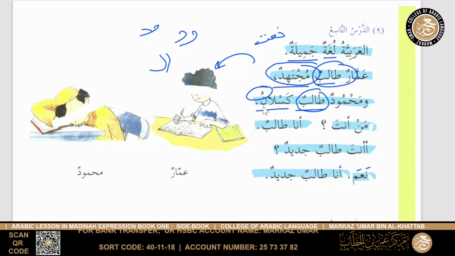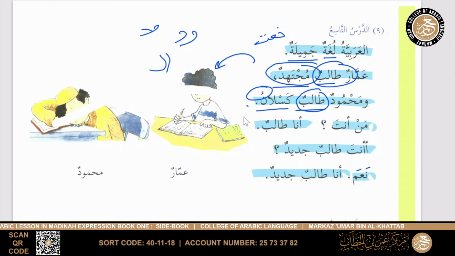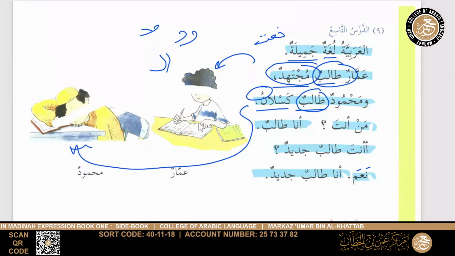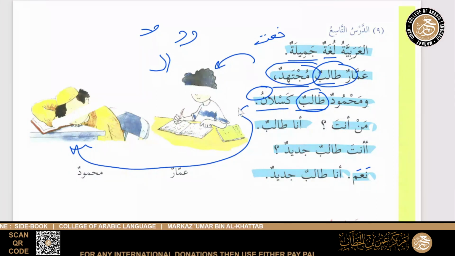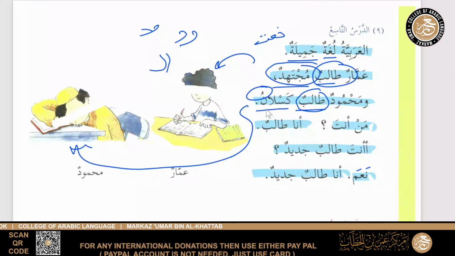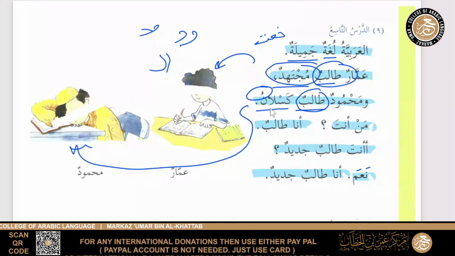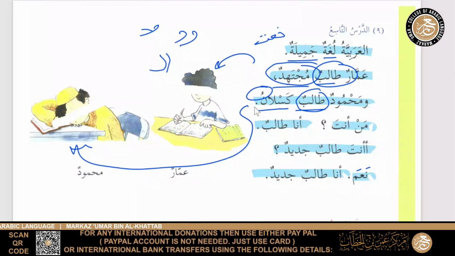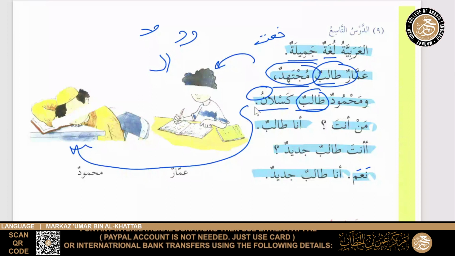So talibun is... kaslanu means lazy. No, it's not mabni. When you say something is mabni, then it means it doesn't change. And no, it's not mudaf, mudafun ilayh. Okay, so we say ma sifa wa ma khutima bi alifin wa noon.